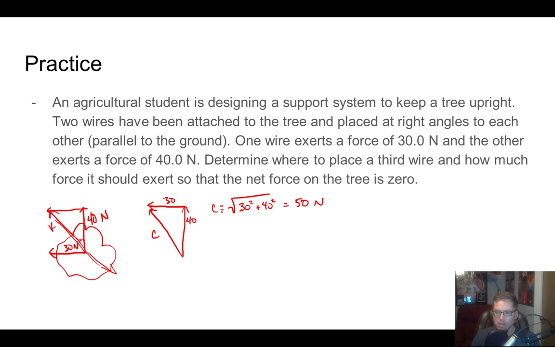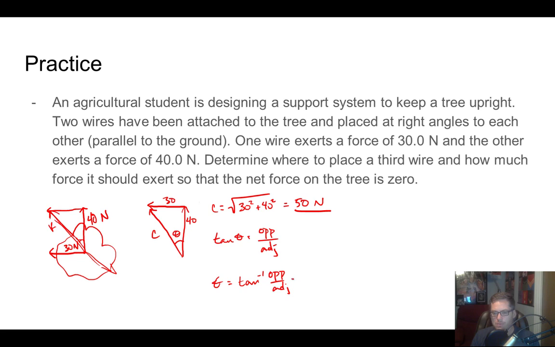But remember, it's a vector, right? Forces are vectors, so we need a magnitude and a direction. So that's the magnitude part. So we also need to find the direction. Well, the direction is going to be the value of that angle, right? That's going to tell us where we need to go. All right, so we'll just use tangent. Remember, tangent of theta is equal to opposite over adjacent. So that means theta is equal to the inverse tangent of opposite over adjacent.